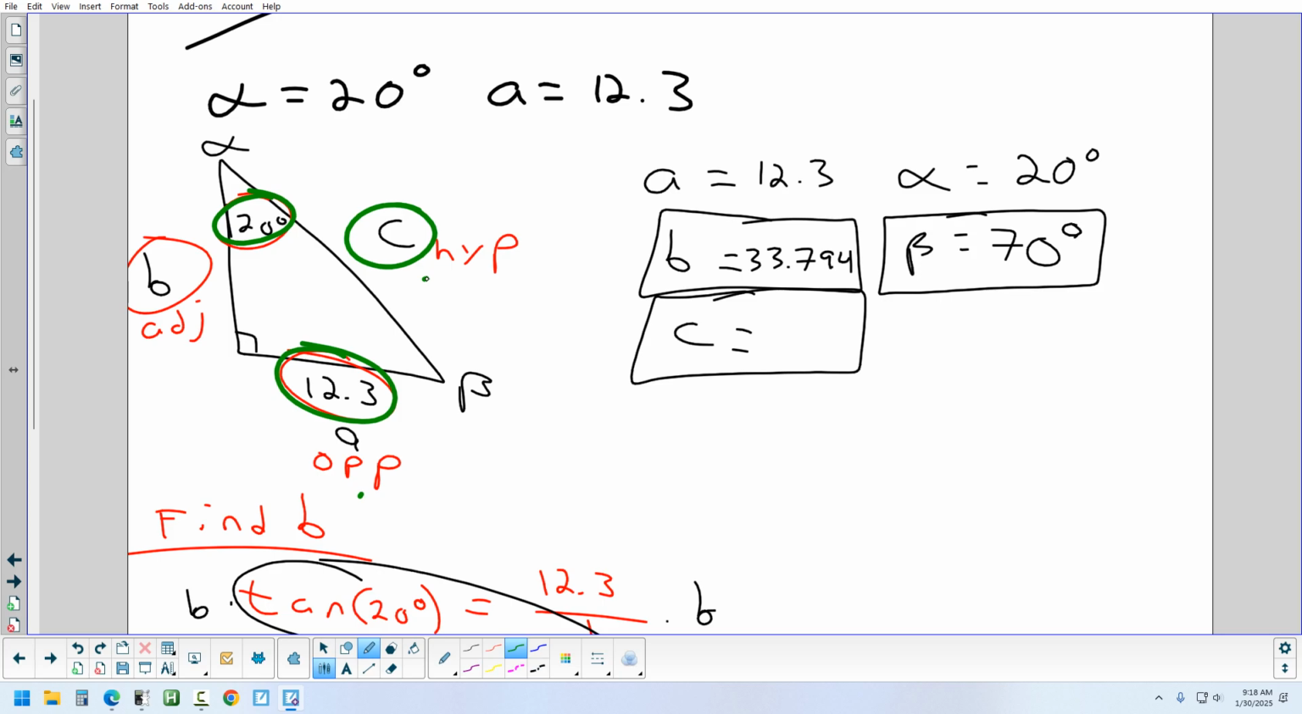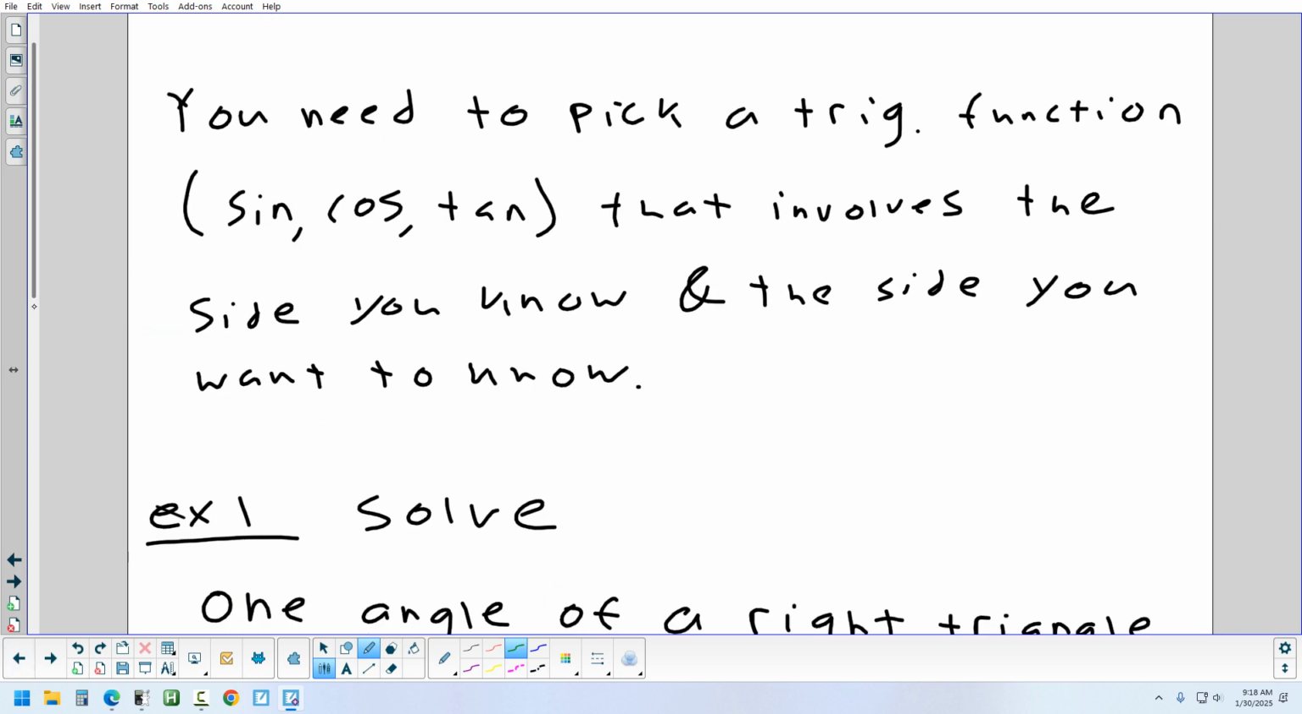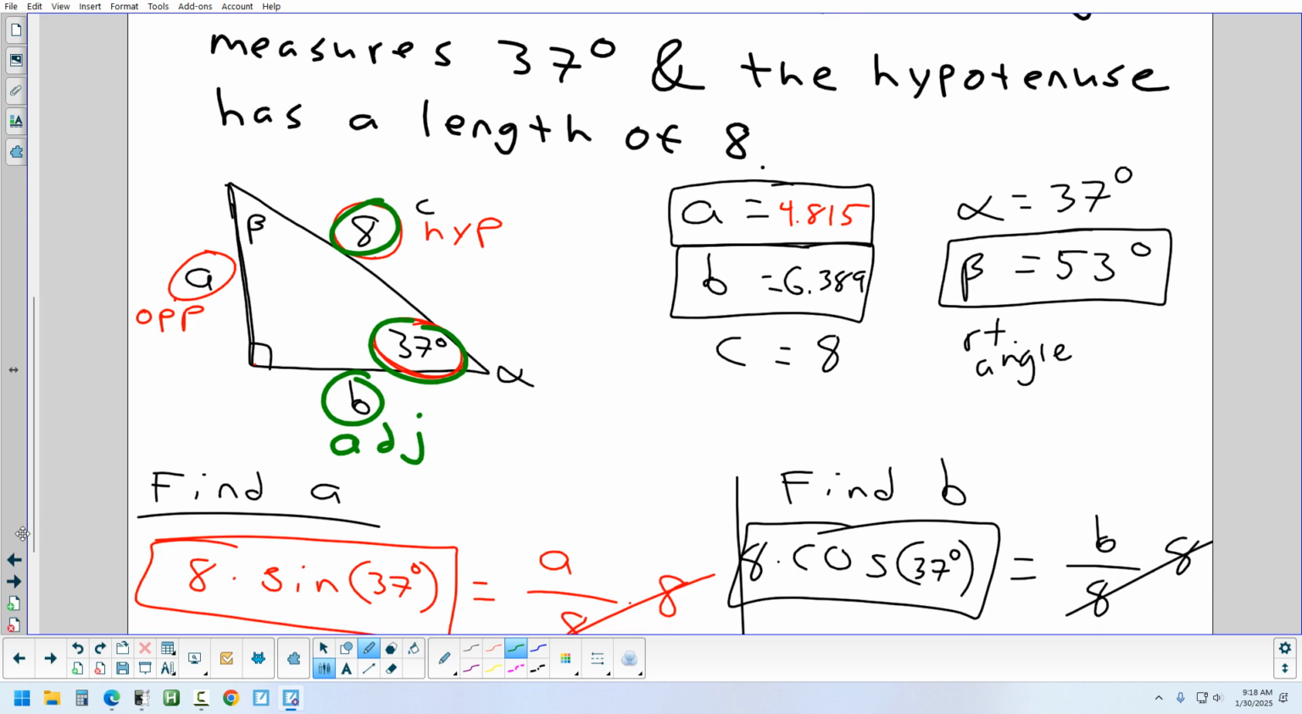Another thing you can check when you're done with the problem: the smallest side should always go with the smallest angle. The biggest side has to be across from the biggest angle, and then the medium side is with the medium angle. That's just a quick thing you can check to make sure it looks reasonable.